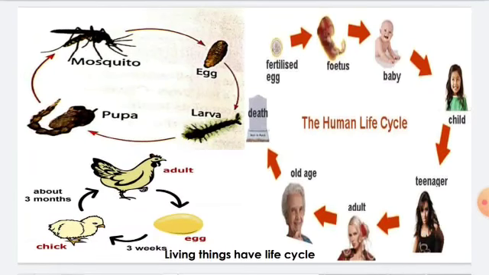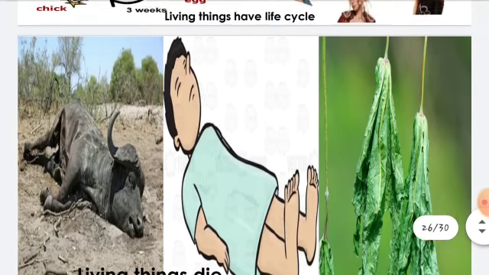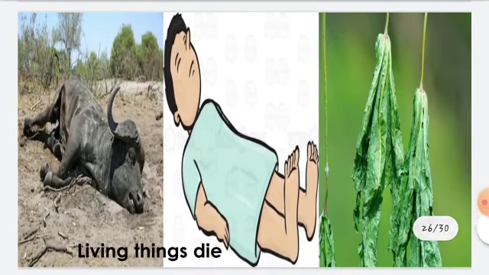As we have discussed earlier, living beings show a life cycle. Here we have depicted some life cycles. In front of you, the life cycle of a mosquito, a hen, and the human being. They go through different stages in their life and hence it is one of the characteristics of living beings. Now on the slide, you can see the characteristic of death. When the life of a thing comes to an end, we say that the living thing is dead.